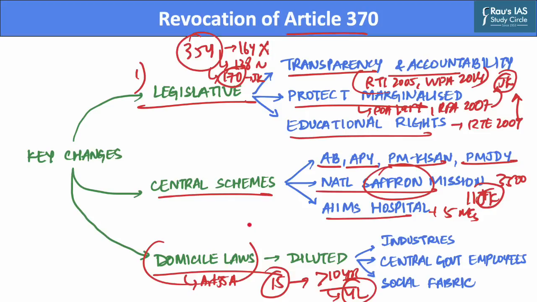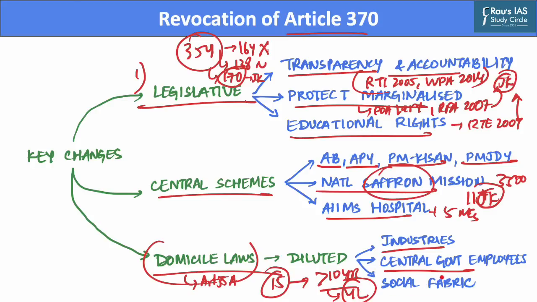Also, dilution of such domicile laws has several other benefits, as it can act as a catalyst for industries and multinational corporations, which will then provide ease in procurement of land, and it will help bring more investors into the Union Territory. Further, central government employees who are now posted in Jammu and Kashmir can now reap the same benefits as in the rest of the country.